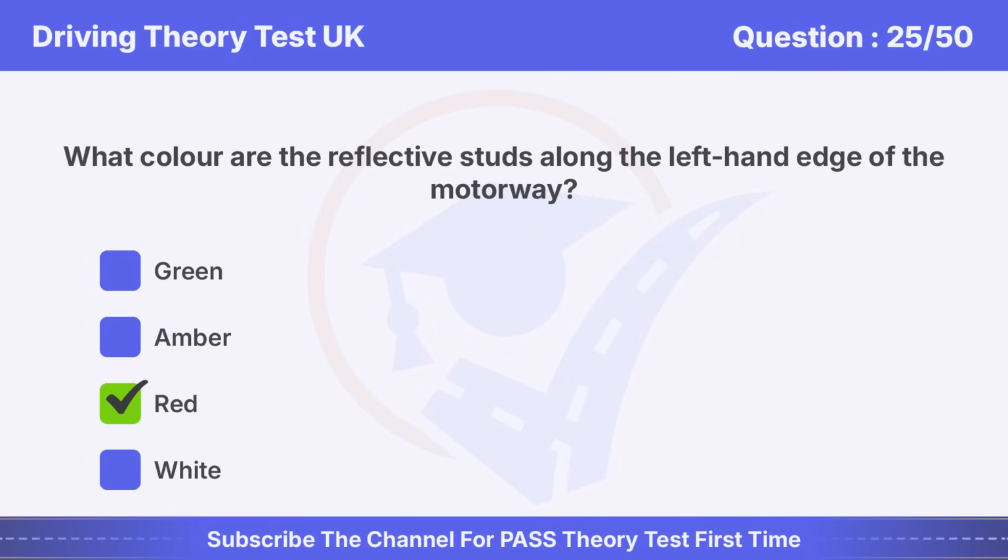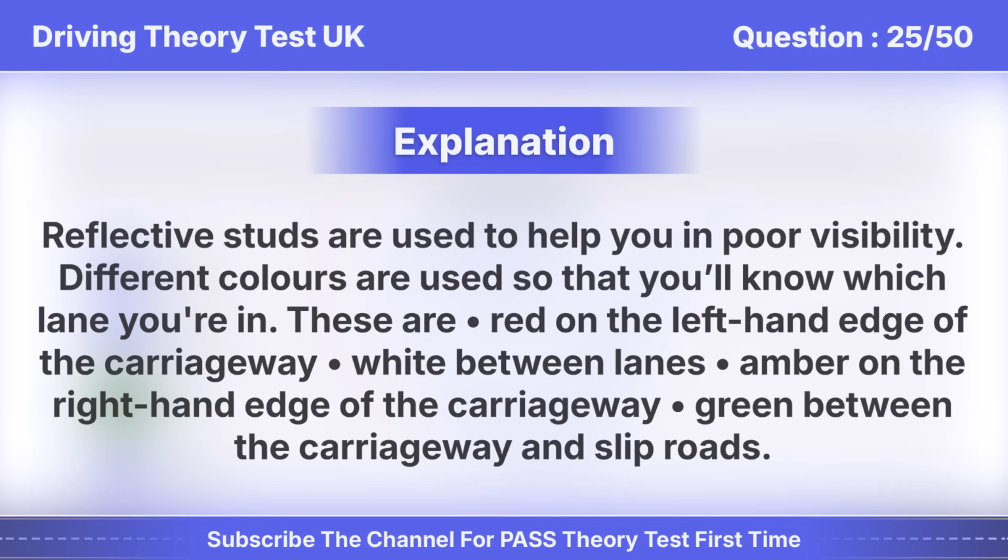Answer is C. Red. Reflective studs are used to help you in poor visibility. Different colors are used so that you'll know which lane you're in. These are red on the left-hand edge of the carriageway, white between lanes, amber on the right-hand edge of the carriageway, and green between the carriageway and slip roads.